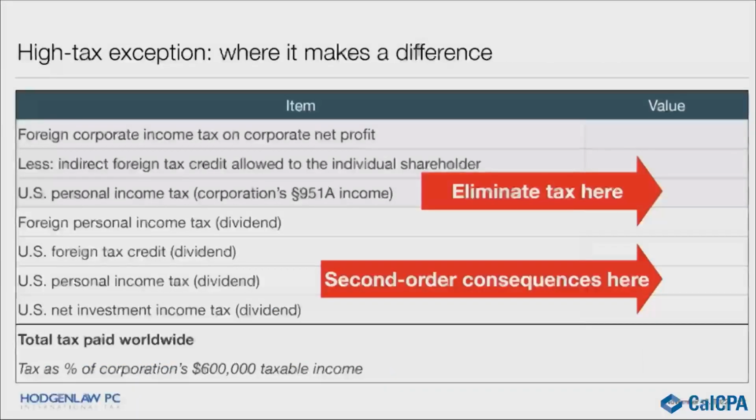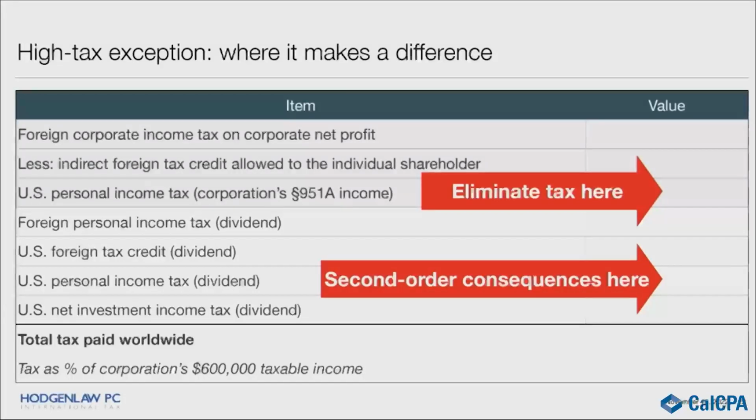You see in the gray area, this is the same table as before, the gray area at the top, U.S. personal income tax on the corporation's Section 951(a) income is 0 because we have 0 of that kind of income. However, like everything in tax, there's cause and effect. There are second order consequences. So the good thing that happened for the Section 951(a) income inclusion has a secondary and opposite and equal and bad effect for dividend purposes.